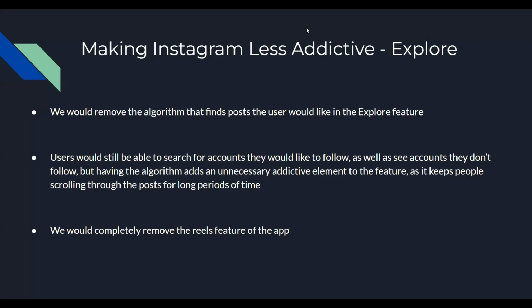This is the last change we would make: we would remove the algorithm that finds posts that users would like in the Explore feature. Users would still be able to search for accounts they would like to follow, as well as see accounts they don't follow, but having the algorithm adds an unnecessarily addictive element to the feature as it keeps people scrolling through the posts for long periods of time.